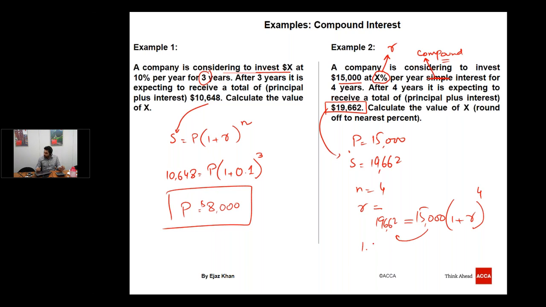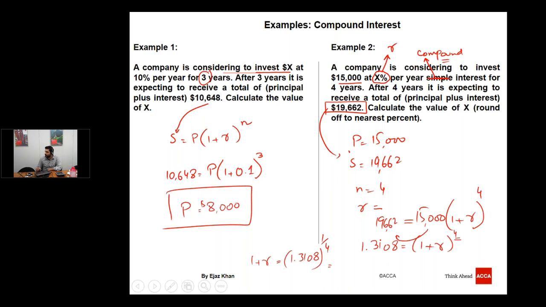It's 1.3108, right? And it's 1 plus R raised to the power 4. And we all know that we can't open up this bracket unless we remove this 4. So to remove this 4, we need to take power 1 upon 4 on the other side. So 1 plus R is equal to 1.3108 raised to the power 1 upon 4.